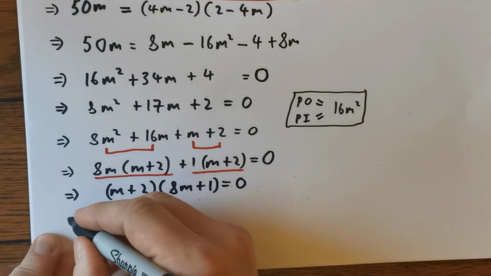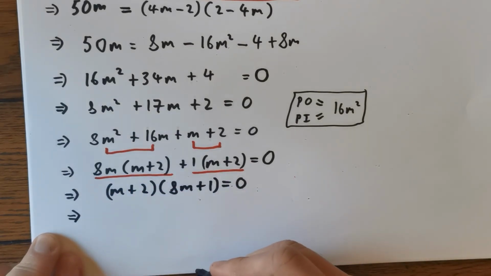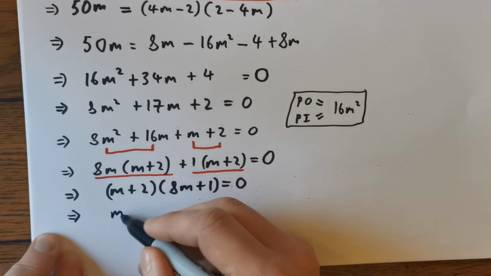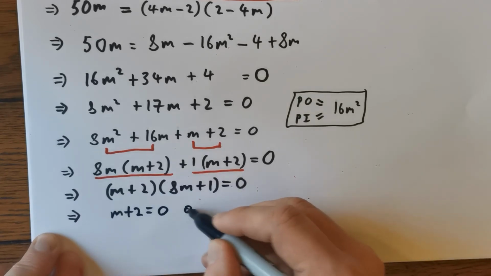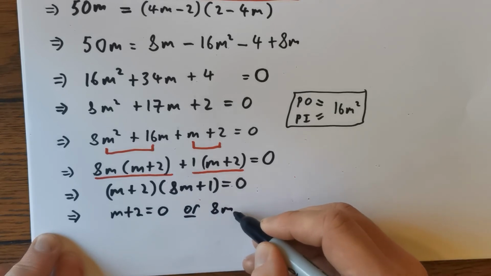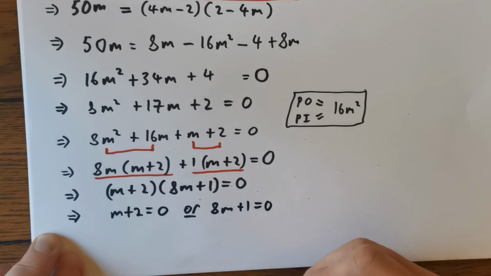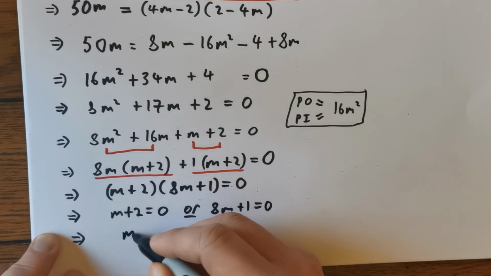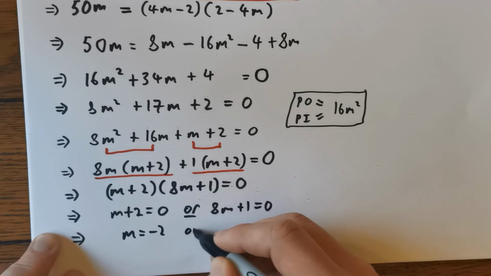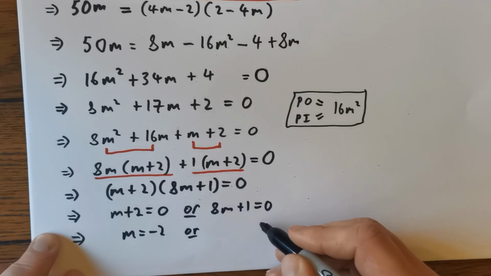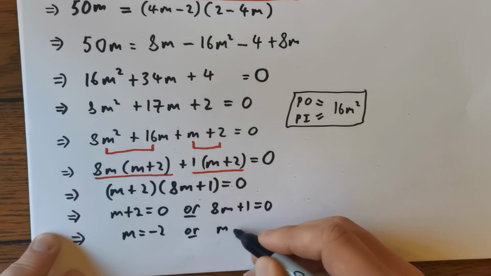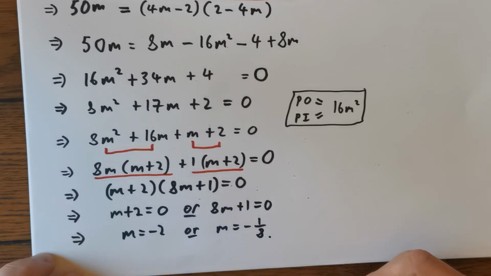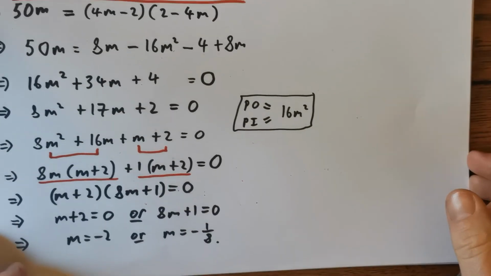Okay, now I'm just solving for m. I'm going to use the zero product property. Remember, the zero product property says if two quantities have a product of 0, then one of them has to equal 0. And so solving m plus 2 equals 0 gives me m equals negative 2. Solving 8m plus 1 equals 0, subtract 1, then divide by 8, m equals negative 1/8. Okay, so we found our two possible values for m.